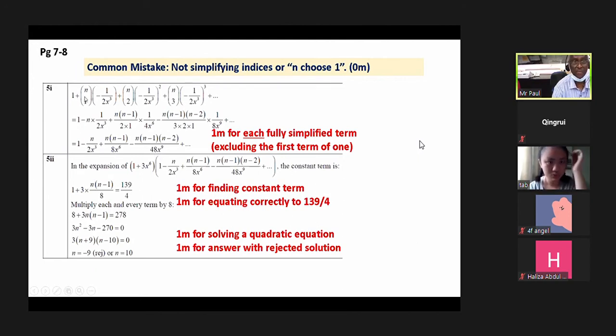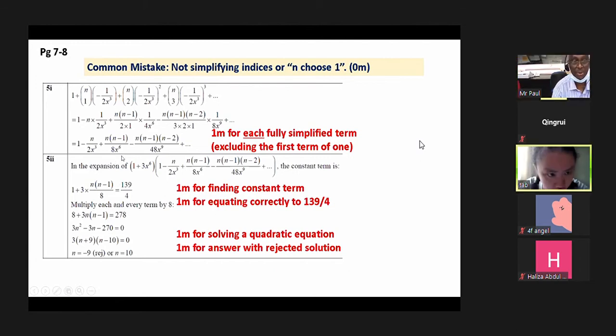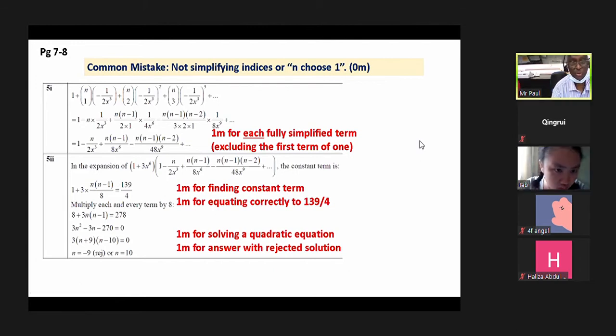So if you leave it down here, this is the expansion, correct? Of course, you need to simplify in the end. I think most of you wrote something like this and then you left it. Some simplified a bit, but never simplified completely to this step, so you won't get your marks.